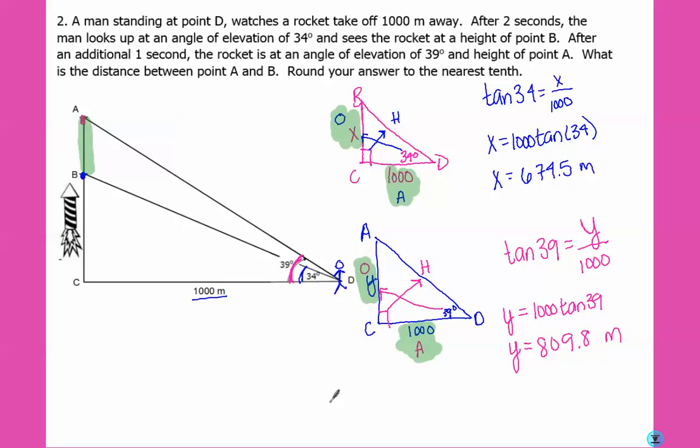So now if we subtract them, 809.8 minus 674.5, we get that the rocket has gone up 135.3 meters. Go ahead and work on your practice problem.